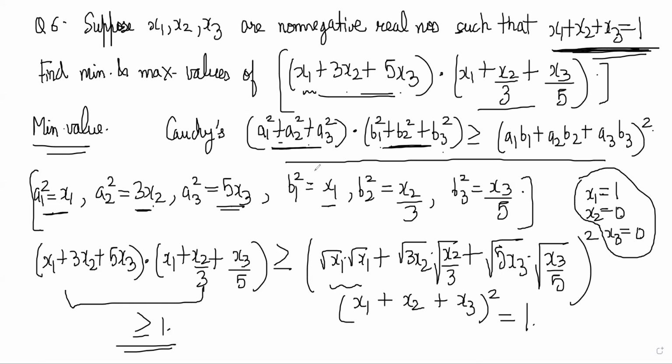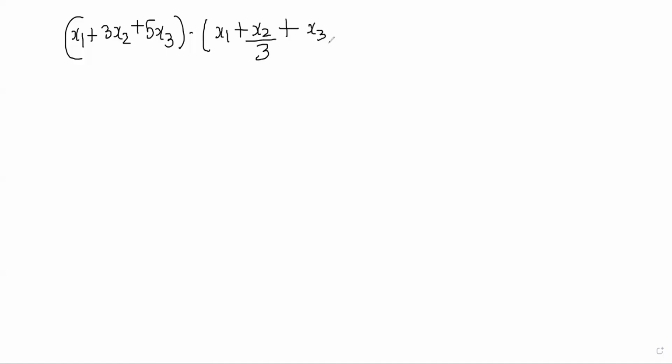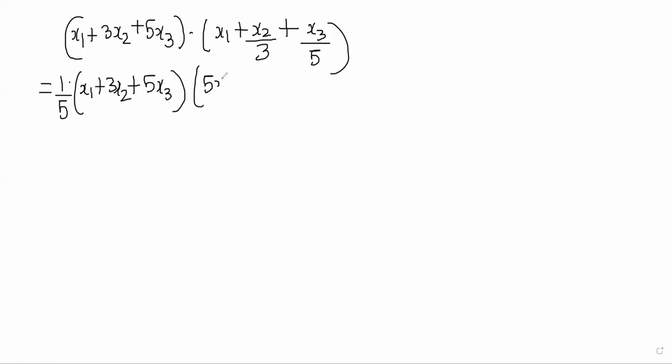Let's look at when we try to do the maximum. We have (x1 + 3x2 + 5x3) multiplied by (x1 + x2/3 + x3/5). Now what we can do here is multiply up and down by 5. You can say 1/5 (x1 + 3x2 + 5x3). The second bracket we are multiplying by 5. Why? We'll see why in a bit. We get (5x1 + 5x2/3 + x3).